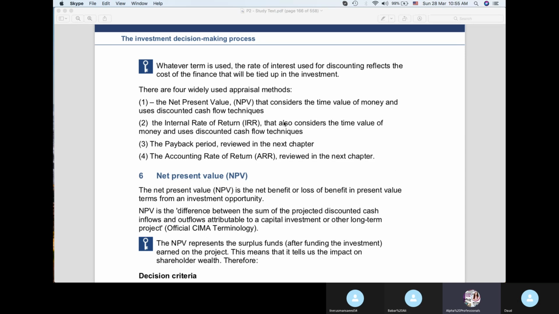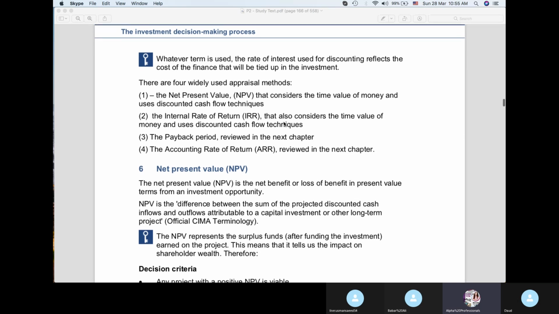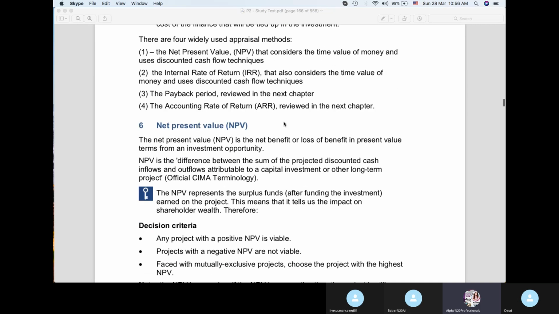So there are four widely used appraisal methods. The first one and the most widely used appraisal technique is the net present value, then the internal rate of return. The other ones are the payback period and accounting rate of return. So the payback period and accounting rate of return are comparatively less in usage. They are not so widely used by organizations, but NPV and IRR are widely used in organizations.